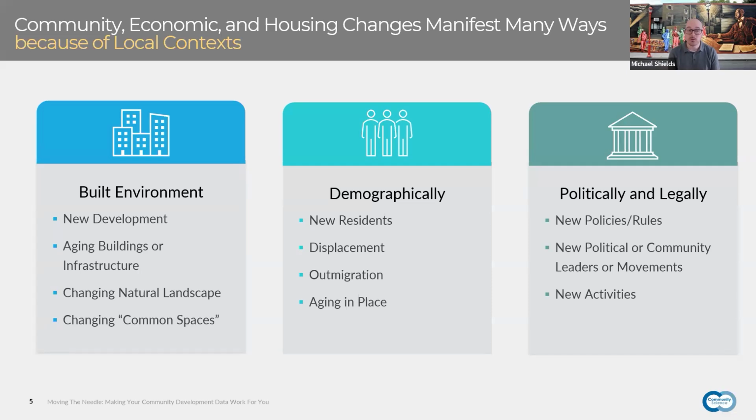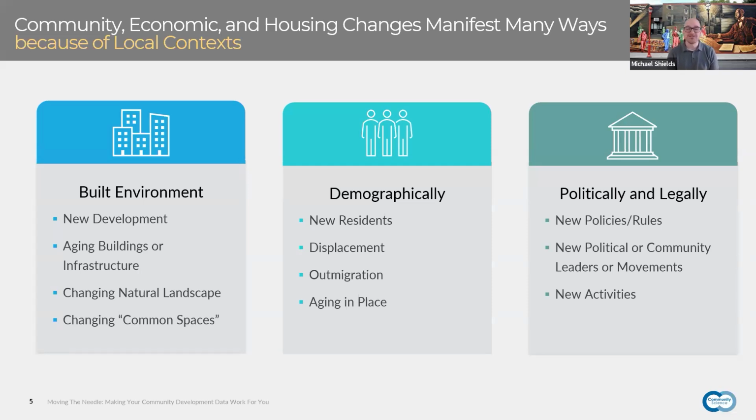There's towns, many rural and small towns, who are just aging in place. The kids have left for more economic opportunities in urban areas. So it's just the parents and grandparents aging in place in a certain area. Political and legal changes, there's new policies and rules out there. There'll be a new rule around zoning or a way that we do development that changes how we interact in space and manifests differently for different places. A new political leader or community movement out there says, I have this agenda and this is what we're going to do going forward with this.